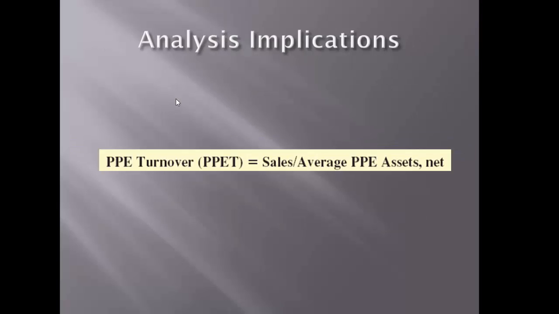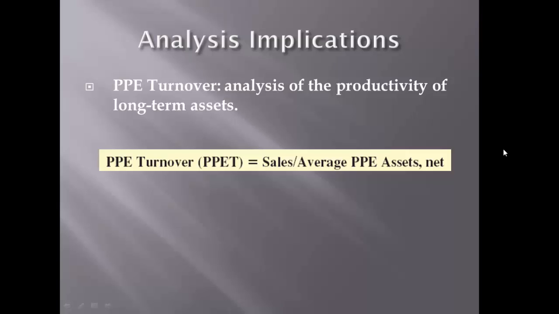Let's now discuss property, plant, and equipment turnover, or PPE turnover. Now, the PPE turnover measures the productivity of long-term assets. Recall that property, plant, and equipment represents long-term assets. Now, a higher turnover indicates greater productivity of PP&E. PPE turnover increases with sales volume relative to the dollar amount of PPE on the balance sheet.